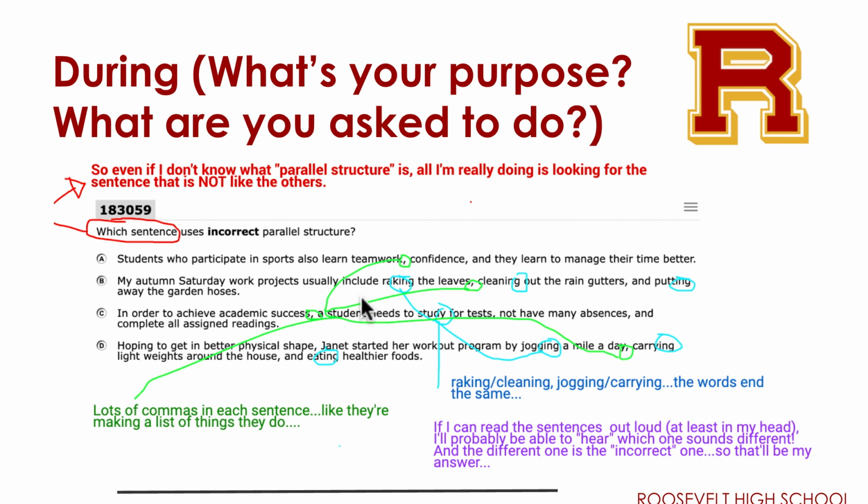So I notice there are a lot of commas in each sentence, like it says in the green. I also notice a lot of these words, which I think are called gerunds. Raking, cleaning, jogging, carrying seem the same. But if I could read the sentences aloud, at least in my head, I might notice what doesn't sound like the others. Okay. I want to make sure I'm answering the right question, though, which is incorrect.